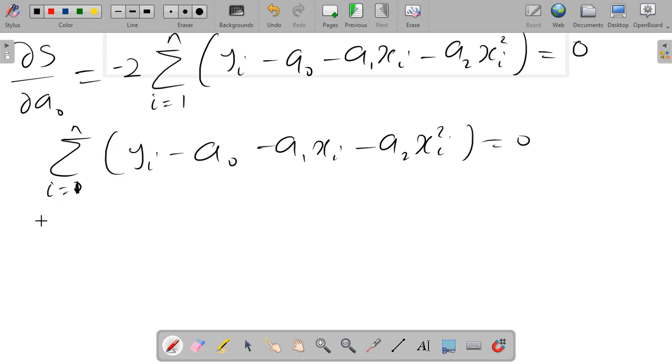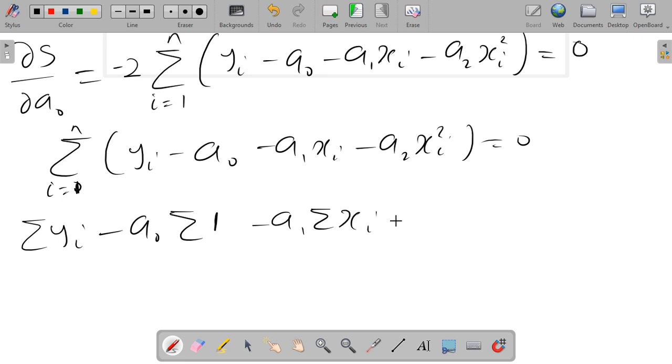If you share the summation for them, I'm going to have the summation of yi. Don't forget it is from 1 to n. I don't want to be writing it. So minus a naught summation of 1, then minus a1 summation of xi minus a2 summation of xi squared is equal to 0. So remember, we are taking the one that has y to the other side.